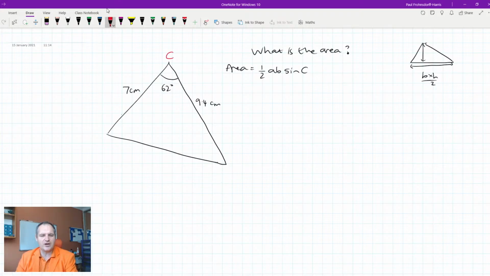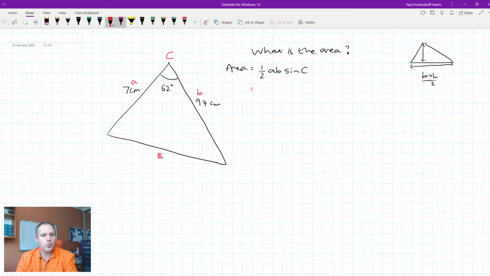C is the angle, and A and B are the 2 little sides either side. Worth noting, the side opposite the big C is little c, but we don't need that for this problem. So I'm going to put a cross through it. So we've got A and B. So now it's just a case of putting numbers into this formula.